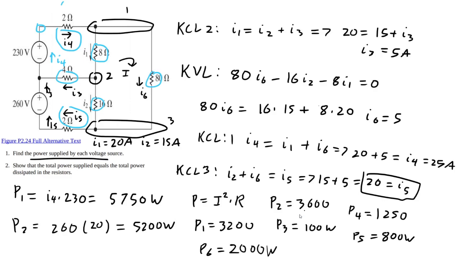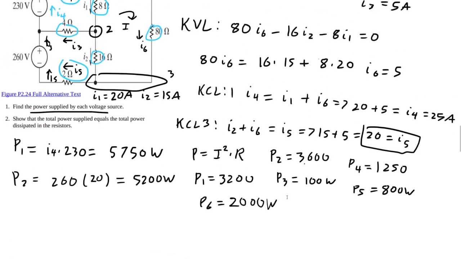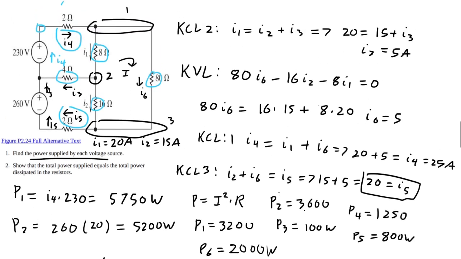Okay, so now that we have all these values, let's add them up and make sure that they don't exceed 5200 plus 5750. So I'm going to do that real quickly. 5200 plus 5750. That's our total supplied power. Then I'm going to subtract each of these values. So minus 3200, minus 3600, minus 100, minus 1250, minus 800, minus 2000. This should be 0. Yeah, okay. So the power check makes sense, and we have solved the circuit.